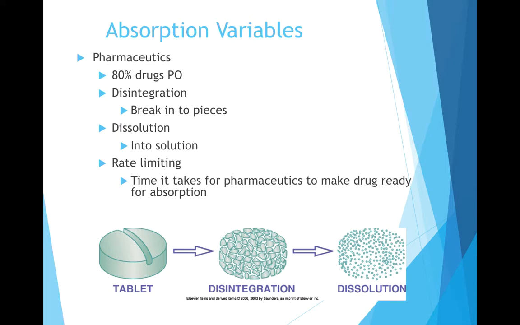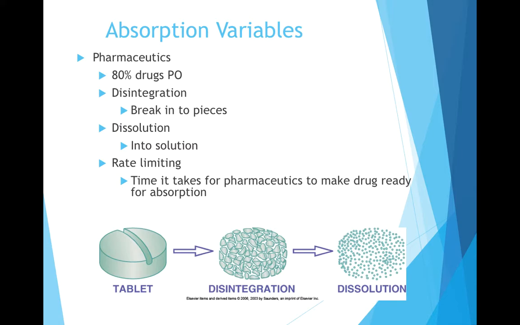Pharmaceutics then is an absorption variable that we need to consider in any oral medications, right? So tablets, caplets, capsules. 80% of our drugs, remember, are PO or oral administration. And they require some pharmaceutics in stages, including disintegration or breaking into pieces, and then dissolution, where those particles mix into a liquid base. We have something we measure called rate limiting, which is the time it takes for the pharmaceutics to make the drug ready for absorption in the body.